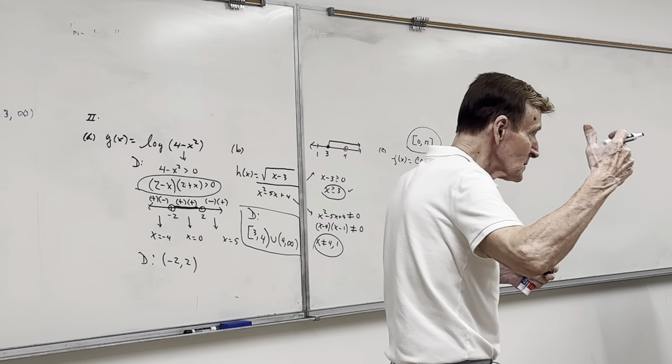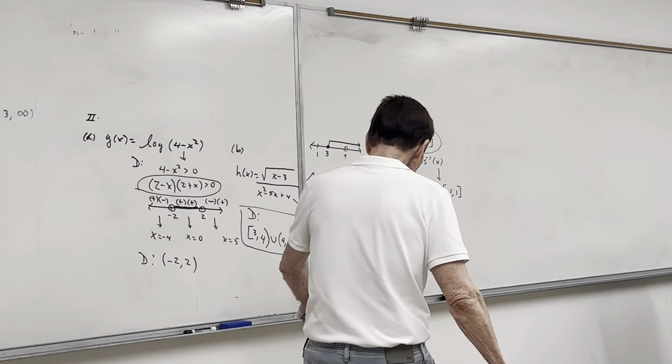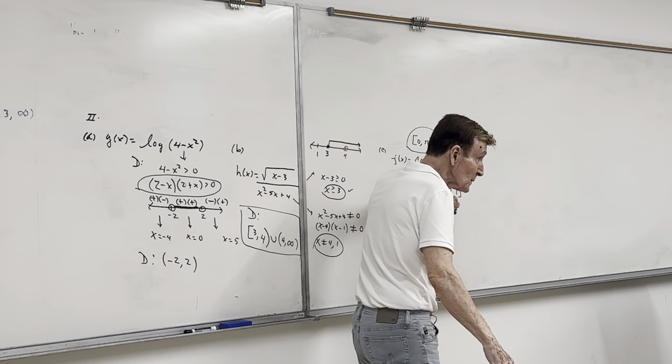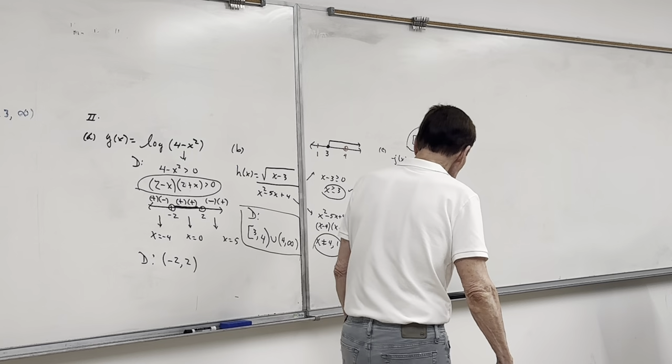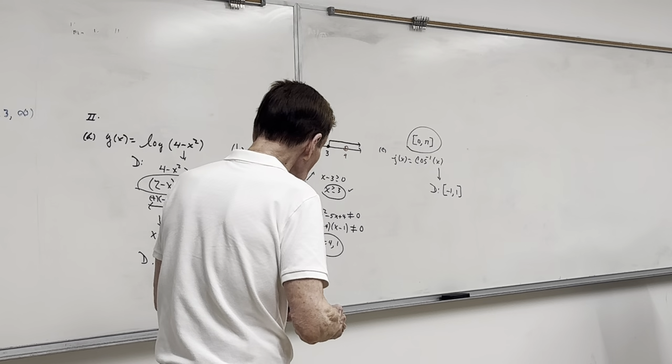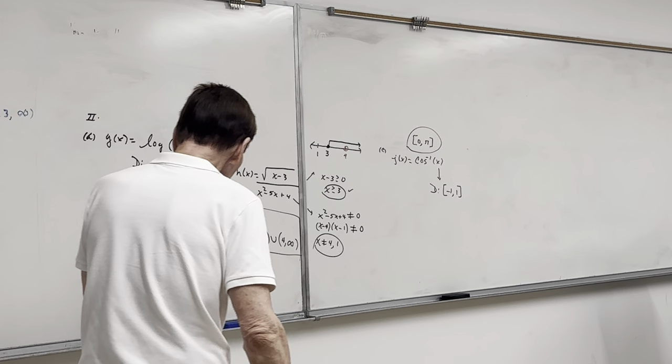Cosine goes up to a max of what? 1. And that's what this is right here. So you're caught between -1 and 1 for the domain for inverse cosine. So guys, there's a few examples of domain.